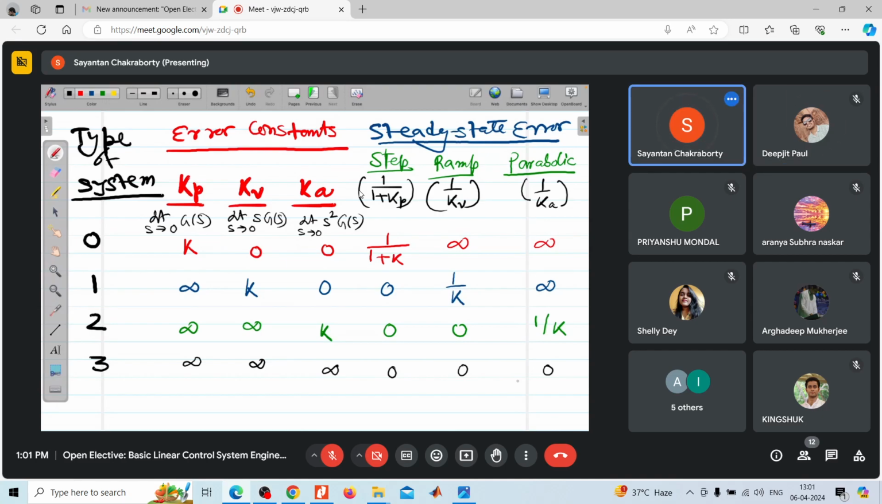But there comes a point of concern. I'll show you in the next lecture. For any system with two or more integrators at the origin, there is a serious problem regarding the stability of the system.